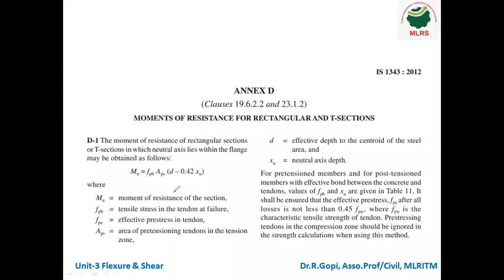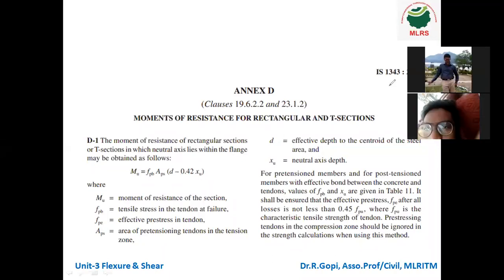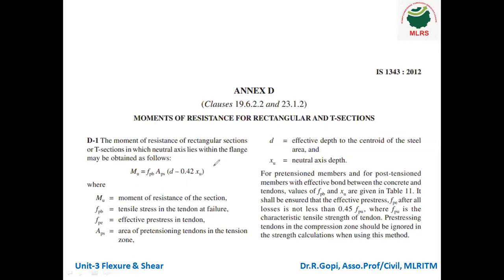See, actually this formula is applicable for both rectangular sections as well as T sections, in which the neutral axis lies within the flange. So in case of a rectangular section, there is no flange and no web section. But in case of a T section or I section, there will be a flange portion, and there will be a web portion. Okay, so here you can see MU, this is applicable only when the neutral axis lies in the flange.